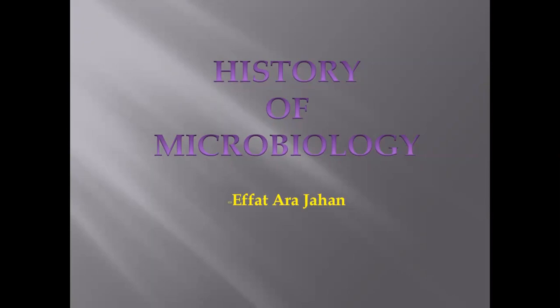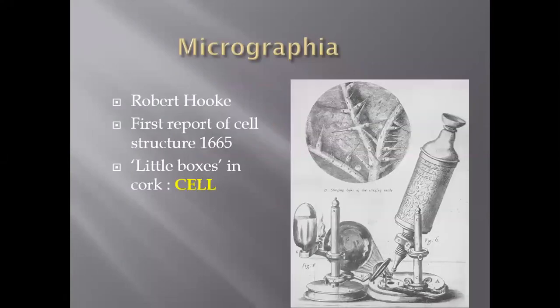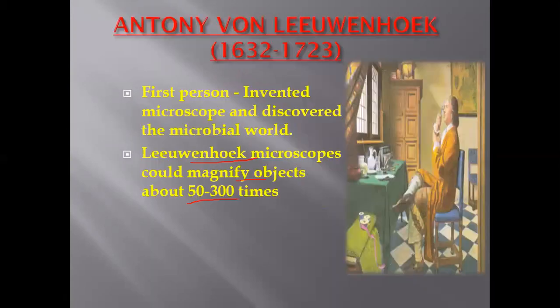Okay. So first of all, how was the cell discovered? The cell was actually discovered by Robert Hooke in 1665. He observed a piece of cork from a bottle and saw that there were some little boxes there, and he named them cells. This is how the cell was discovered.